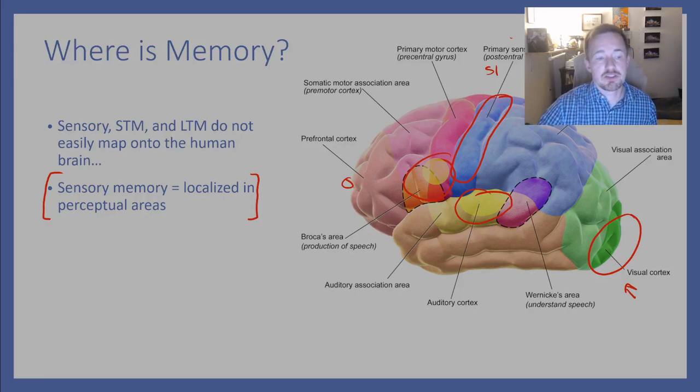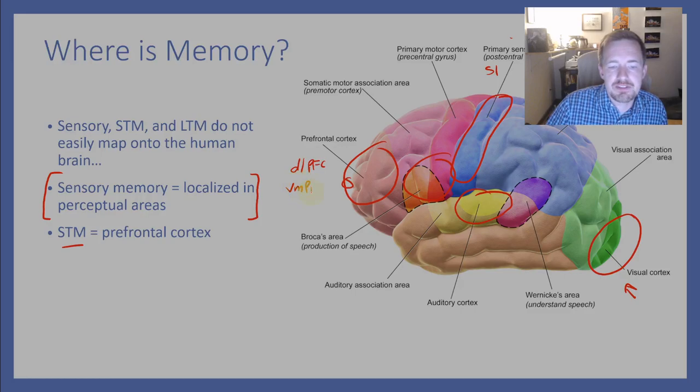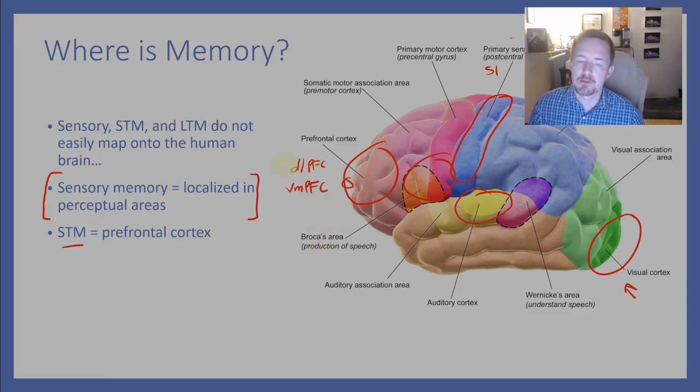So sensory memory really depends on what kind of information is being stored. Short-term memory, on the other hand, is almost exclusively going to be over here in the prefrontal cortex. You're going to have a lot of people talking about the DLPFC and the VMPFC. That is the dorsolateral prefrontal cortex and the ventromedial prefrontal cortex. Those are both big players in our discussions of short-term memory.